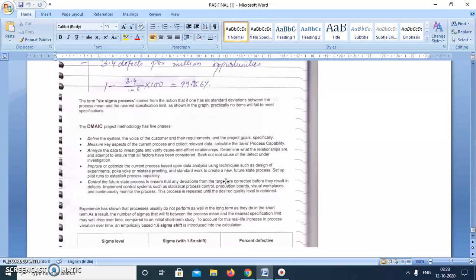So approximately nil defects will be there, and all the products produced will pass the acceptance region, will go through the acceptance region. So this was just a simple introduction, and just prepare a short note on this Six Sigma technique.